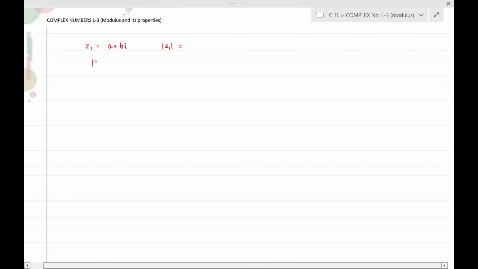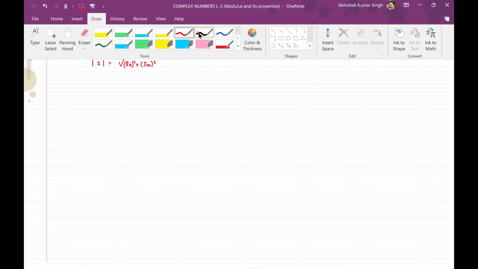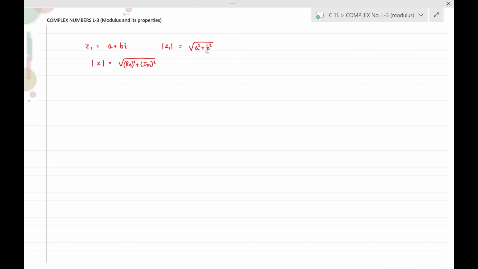The format of modulus of any complex number z is equal to under root real part square plus imaginary part square. Keep in mind. So the same thing goes here: under root a, the real part square of this complex number, plus imaginary part square. So the modulus of z1 is equal to under root a square plus b square.